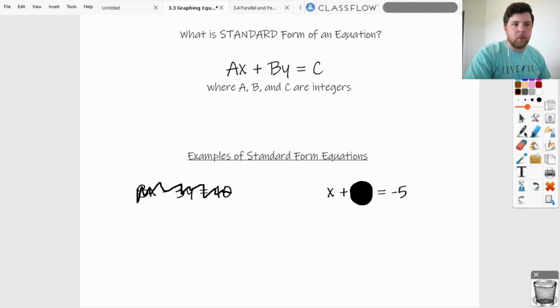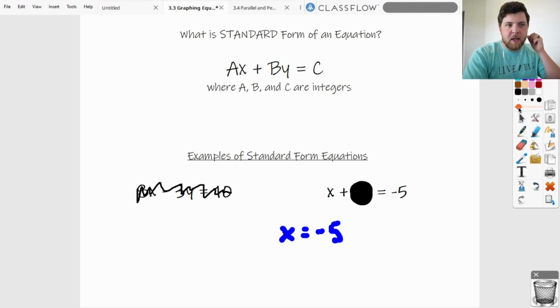Okay, now what is my equation saying? x is equal to -5. Okay, that would be my x-intercept. I could go on the graph and actually graph my x-intercept at -5.